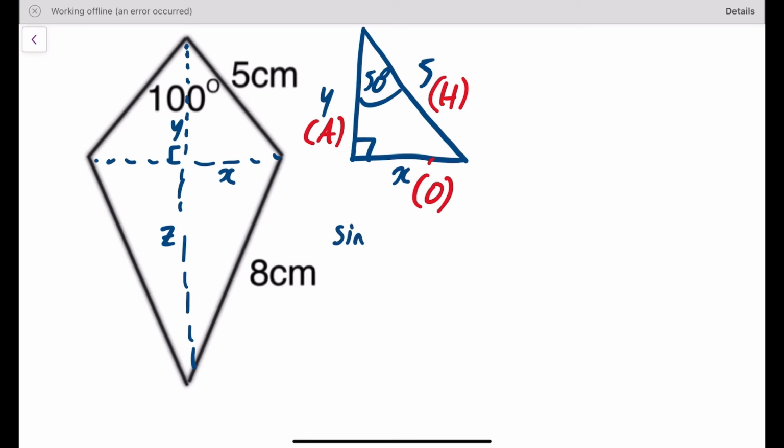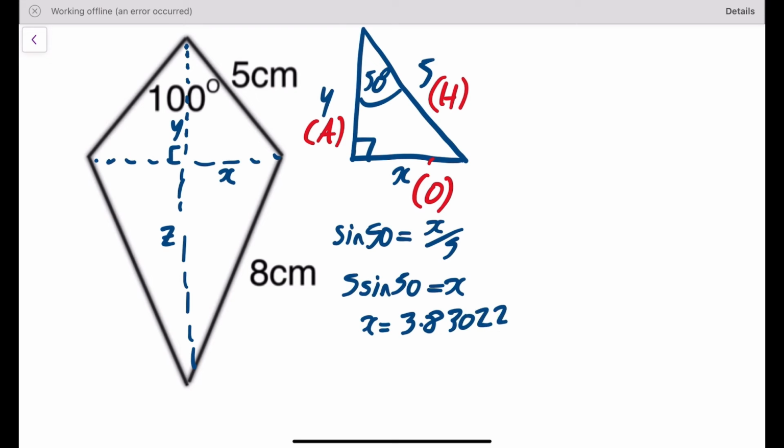So sine, remember sine is equal to the opposite, which is X, over the hypotenuse, which is 5. So 5 times sine 50 equals X. And you can work out your X, and I've done it to 5 decimal places, because I'll be using it later on. So 3.83022. Same idea, I can use trig to find my Y. So cos of 50 is equal to Y over 5, which means 5 cos 50 is equal to Y. And I've worked out my Y to be 3.2194.